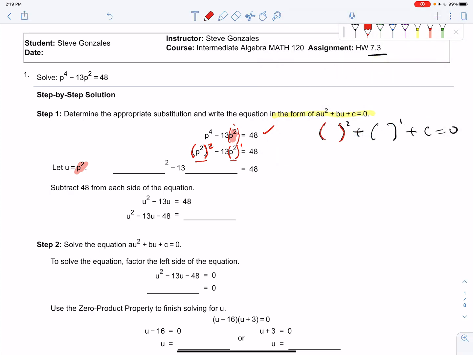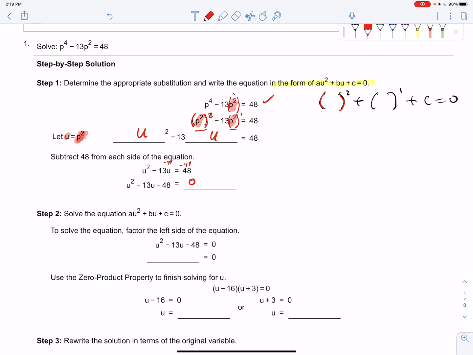I'm going to replace p squared with u. So p squared gets replaced with u. And now you can see you have u to the second minus 13u equals 48. You've got a quadratic. Now let's put it in standard form. All we have to do is subtract 48 off both sides, and we get u squared minus 13u minus 48 equals 0. So now we actually have a quadratic. We're going to solve this quadratic.